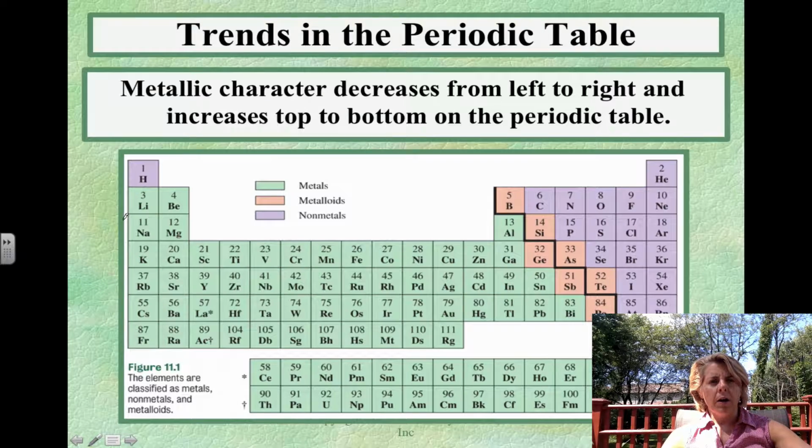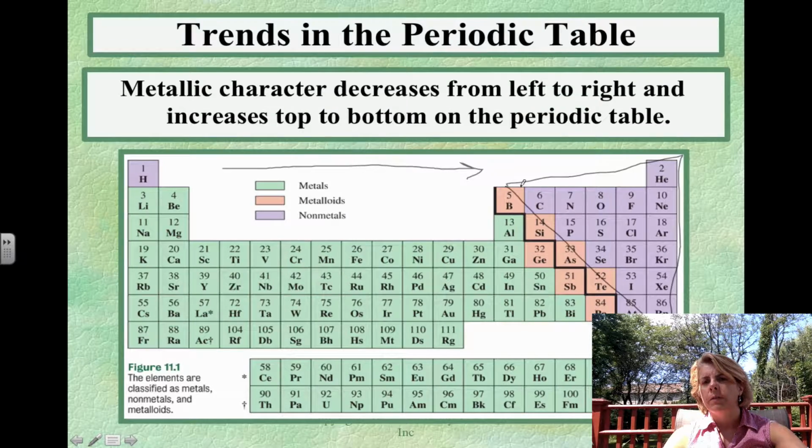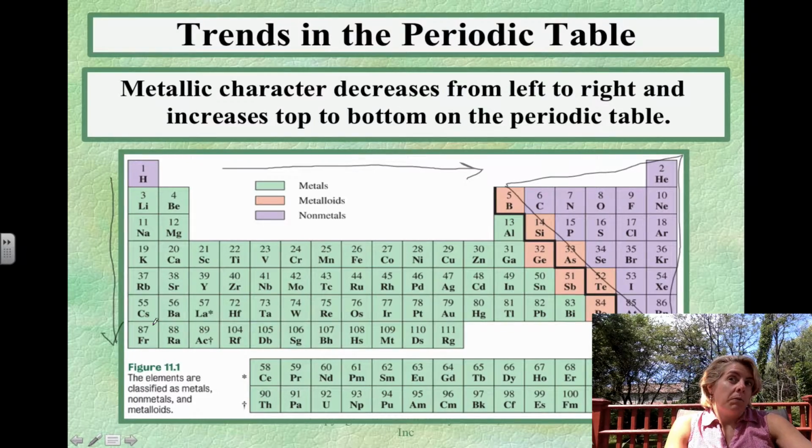So here we have a periodic table that describes metals, metalloids, and nonmetals. If you were to draw an arrow, the metallic character actually decreases when you go left to right. And that makes sense because we have this little hot corner here of nonmetals. Notice that it actually increases as you go from top to bottom, and that makes sense because when you have electrons that are less tightly held to the nucleus, they're able to give themselves up and form cations. Remember, we talked about cations last video, and that's essentially what we're looking at here.